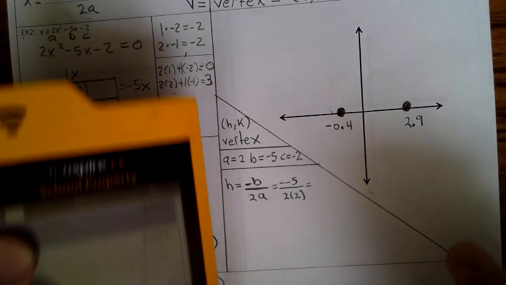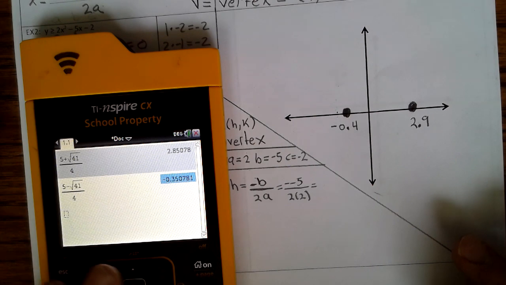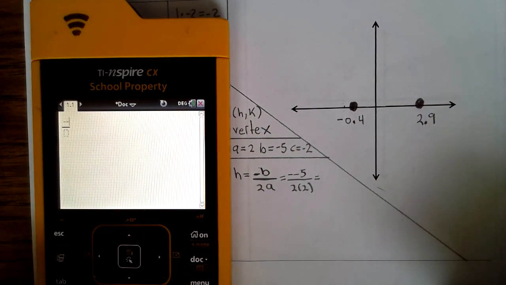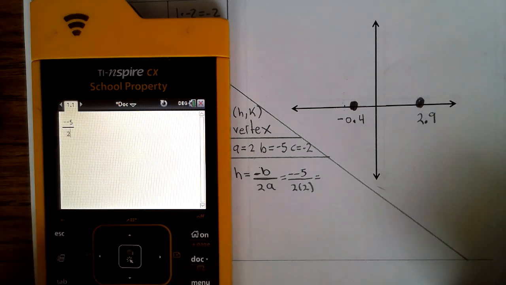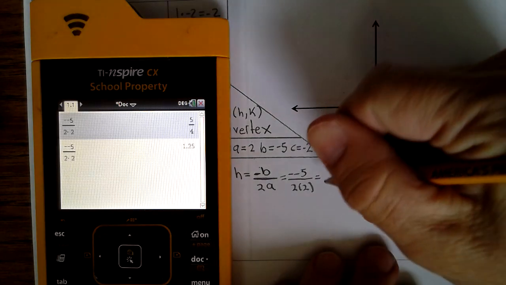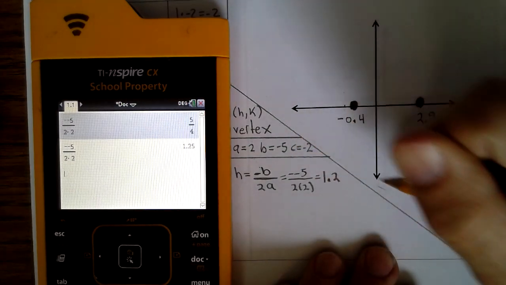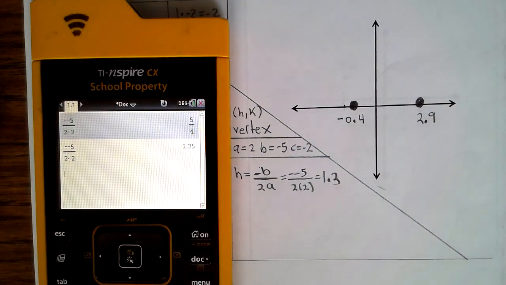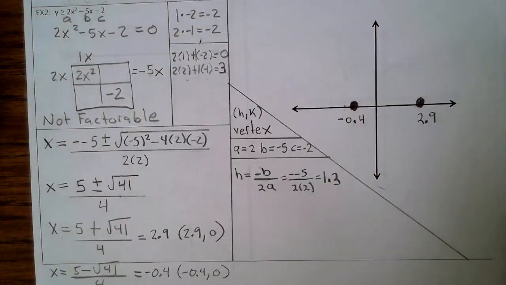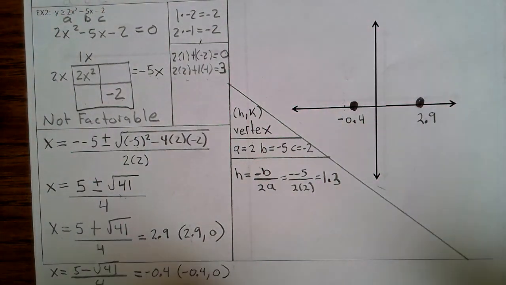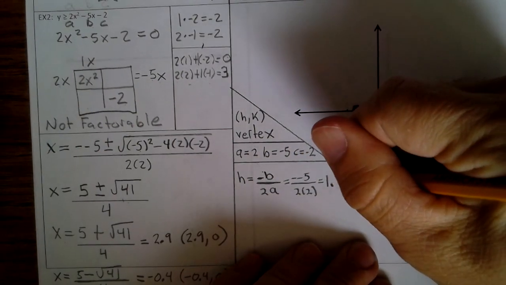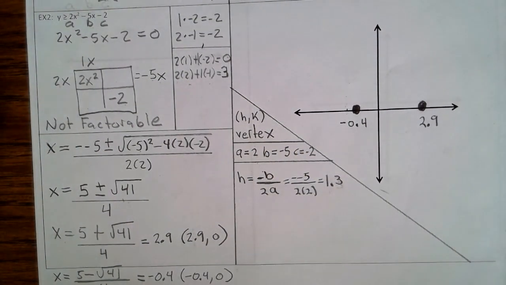which, let's just use our calculator here for that. So then that's control divide, negative 5 divided by 2 times 2, which is 5 divided by 4, which control enter, which is 1.25, but let's be consistent, let's round to one decimal place, so 1.3. Okay. All right, and let me rewrite that a little bit better.